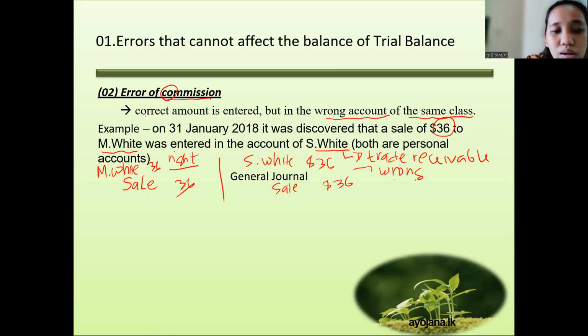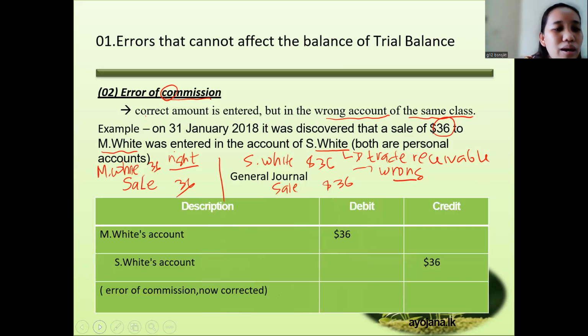Now we need to correct it. In accounting, if you want to correct something, we cannot directly delete the previous entry that we already made. No, we cannot do that. We need to put in another corrective entry in order to fix the transaction. So how do we make that one? We write M. White on the debit side, and we need to delete the S. White debit by putting it on the credit side. So this is the correct entry: M. White $36 on the debit side, and S. White $36 on the credit side.